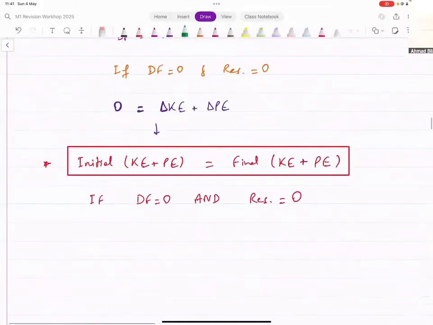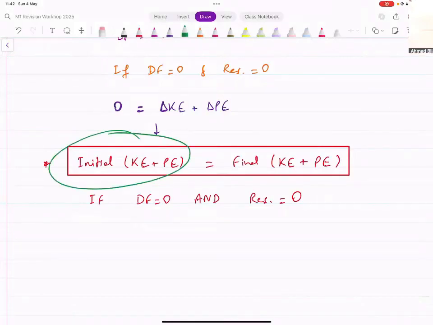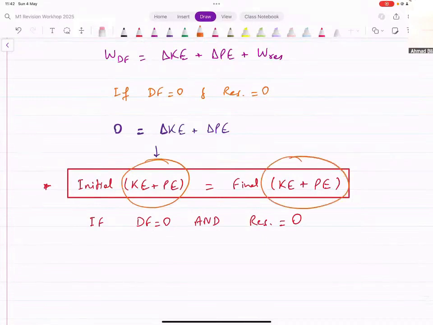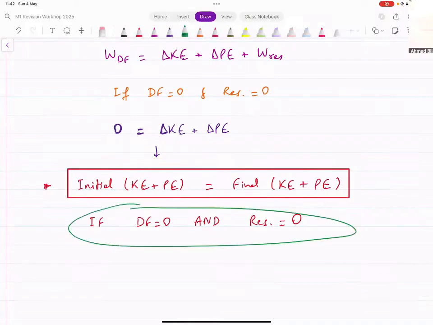So this is what happens. Not necessarily that loss in kinetic energy is equal to gain in potential energy, because sometimes you have both happening at the same time. At some point, you might have both kinetic and potential energy. So this is a more general form for that. At every single point, when you add these two things up, they should be the same. That's the general rule, when there is no driving force and there's no resistance.